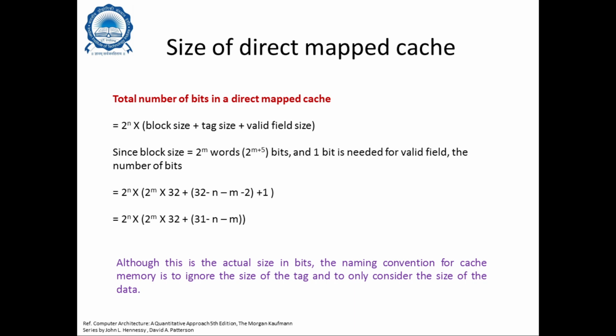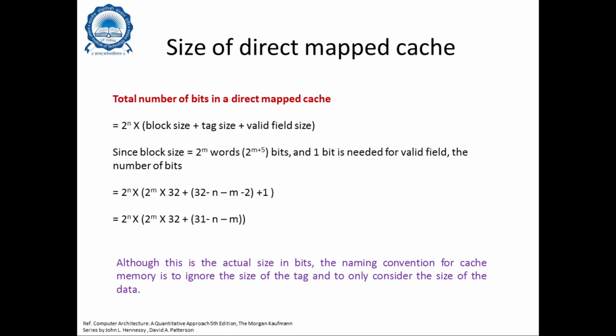Therefore the total number of bits is given as 2 to the power n, which is the total number of entries, multiplied by block size, which is 2 to the power m times 32, plus the tag size, which is given as 32 minus n minus m minus 2, plus 1 bit for the valid field size. On simplifying, the computation gives you 2 to the power n multiplied by 2 to the power m into 32 plus 31 minus n minus m. So this gives you the actual size in bits of the entire direct map cache architecture.